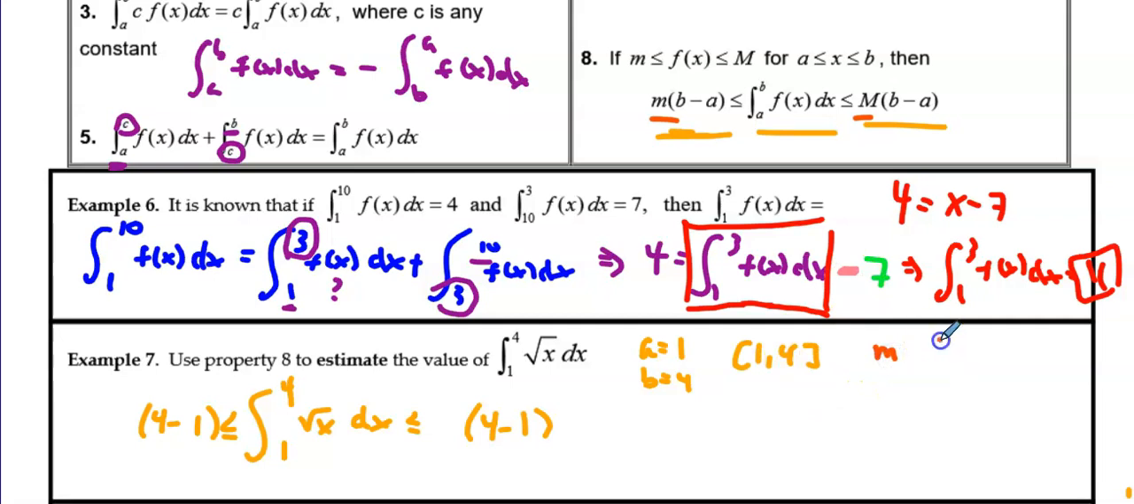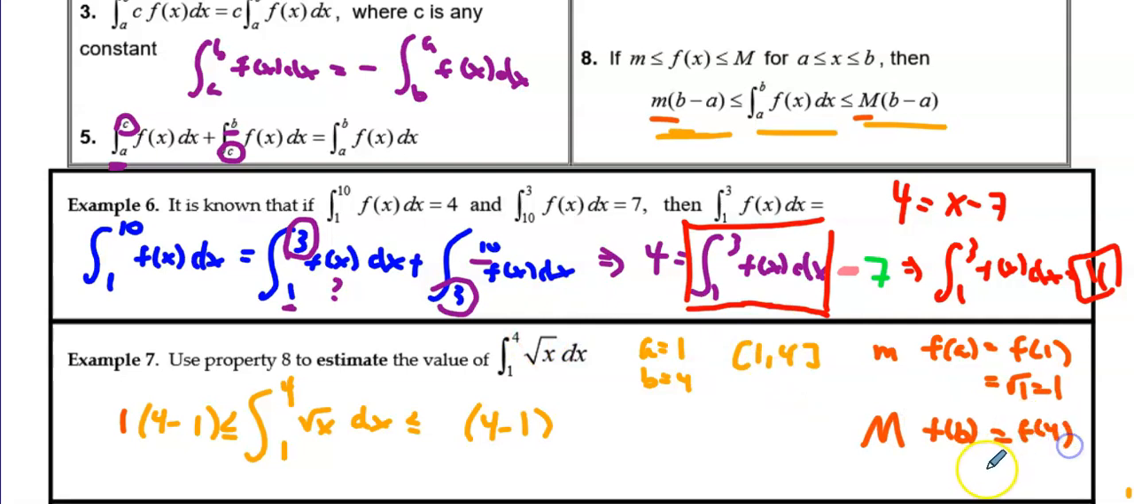Little m is simply f of a, so plugging this number into this function. For this example, that's f of 1, which is the square root of 1, which is 1. So our little m is 1, and our big M is f of b. In this case, we plug in 4 to our equation, so we get the square root of 4, which is equal to 2. So this is going to be 2. And so we just simplify. This is going to be 3, and this is going to be the integral from 1 to 4 of the square root of x dx, and this is going to be 6.